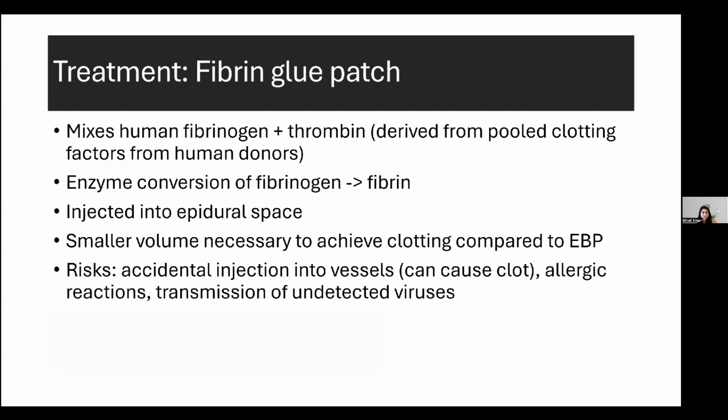Essentially, this is plasma products that are derived from human donors. So it's a mix of human fibrinogen and thrombin. The combination of both of those creates the fibrin, which is the element that causes the clot around the CSF leak site. Again, we inject it into the epidural space. You don't need to inject as much volume of the plasma product as you do of the blood in the epidural blood patch. There are risks involved with this procedure as well.